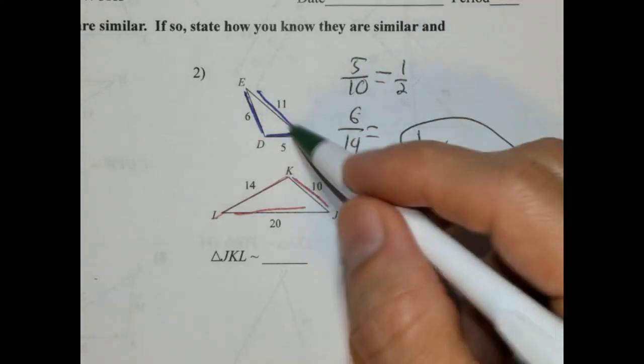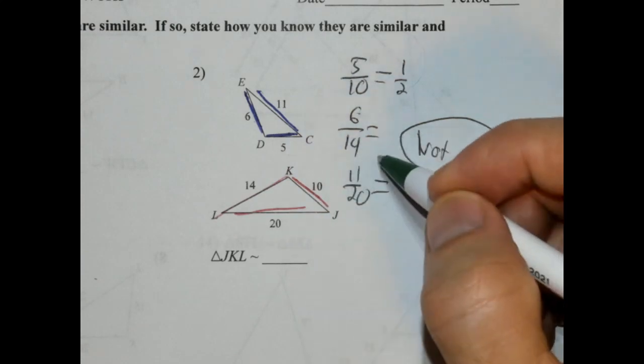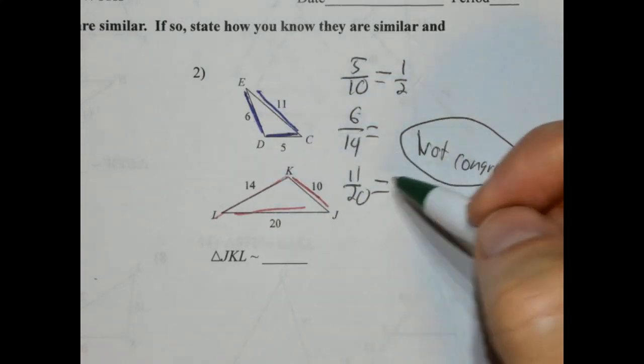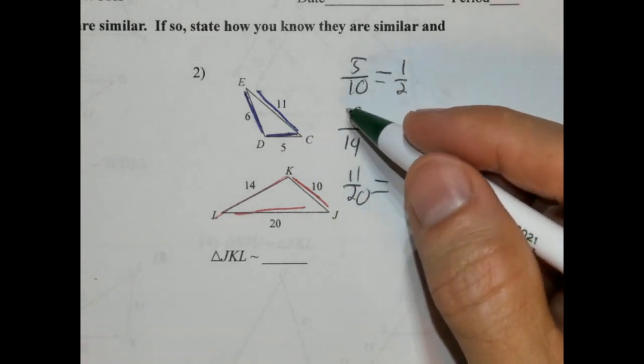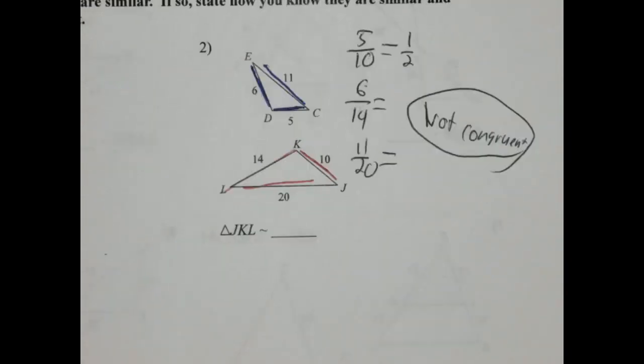Then the middle side, the next largest side for the blue is 6. The next largest side here is 14. 6 over 14 is not 1/2. And same thing, the largest side, 11 over 20 is not 1/2. So they're not all the same. The ratios should all come out to be the exact same value, but they do not. Therefore, it is not similar. Let's check this one down here.